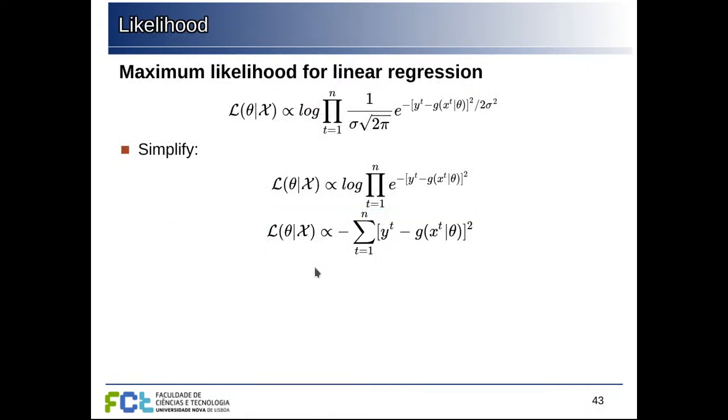So the maximum likelihood solution for linear regression is minimizing the quadratic error. We have a minus sign there, and this is the square of the difference between each target value in our examples and the prediction of our model for that particular example. If we sum all the differences squared and we adjust the parameters of our model to minimize that quadratic error, we obtain the maximum likelihood solution for this case.